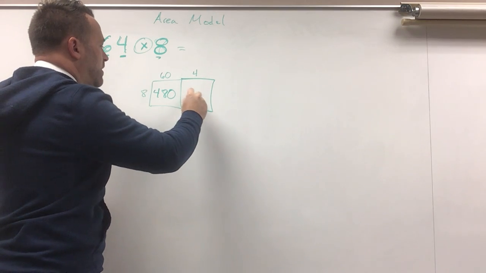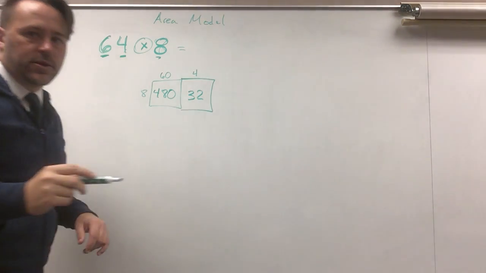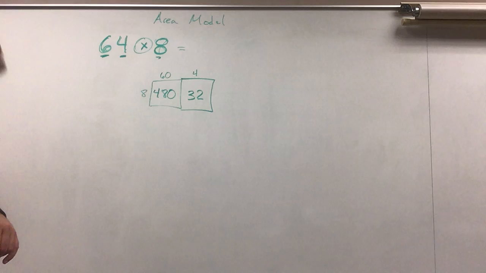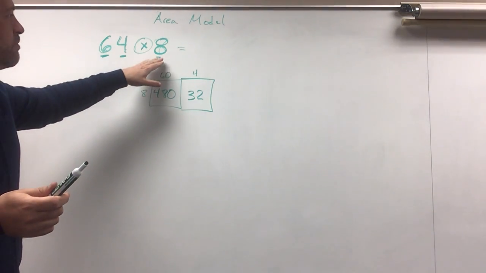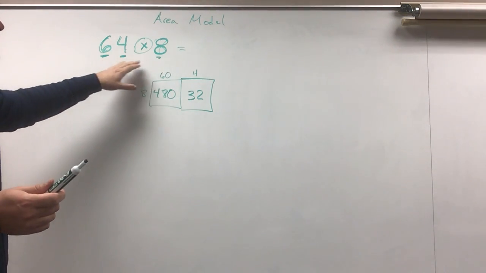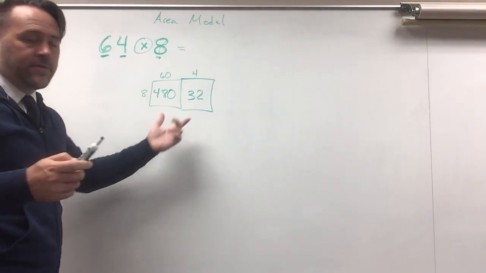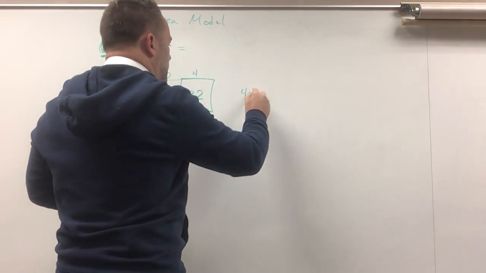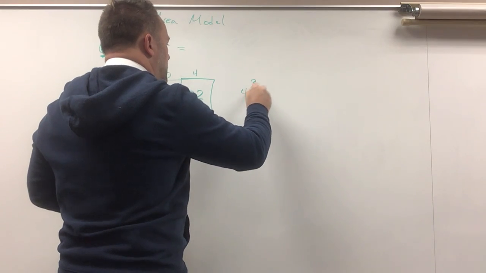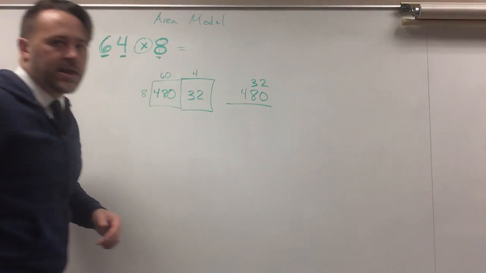8 times 4 is 32, okay? So I multiplied my single digit times my double digits, and I have the values here. Well, I'm not done yet, and I just have to add them together to figure out what the answer is. So 480 plus 32, jot that down.